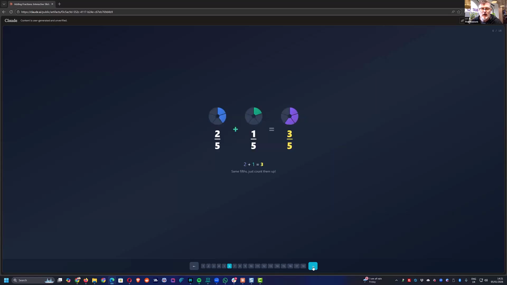We've got 2/5 plus 1/5. All we do is add the 2 to the 1 to get 3, and we leave the denominator the same. It's 5. So the answer is 3/5. So once again, add 2 and 1 to get 3 and leave the denominator as 5. Couldn't be simpler, could it?